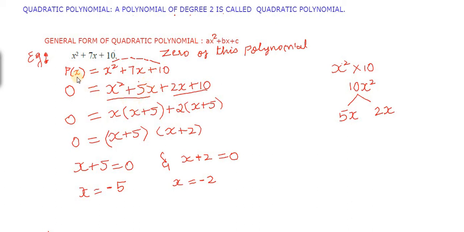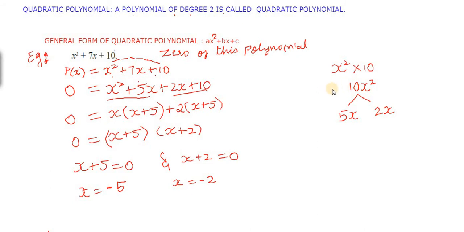So now here p of x is equal to x square plus 7x plus 10. You can write 0 is equal to this. We should split the middle term. Which is the middle term here? That is 7x. We need to split this middle term 7x and factorize this. For that, we take the first term and the last term. The first term is x square, and the last term is 10. Multiply that: x square into 10 is 10x square, right?